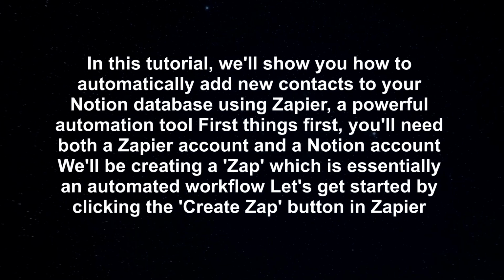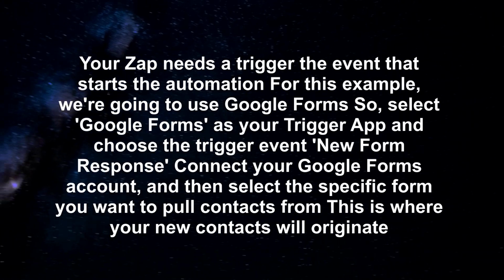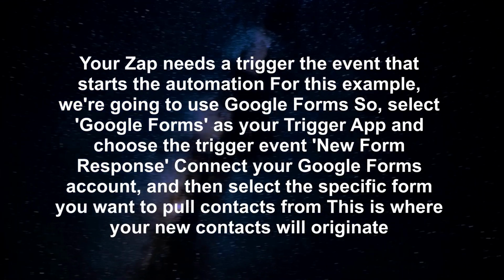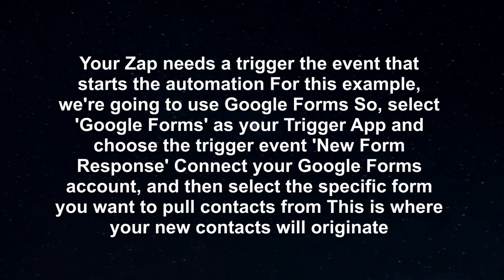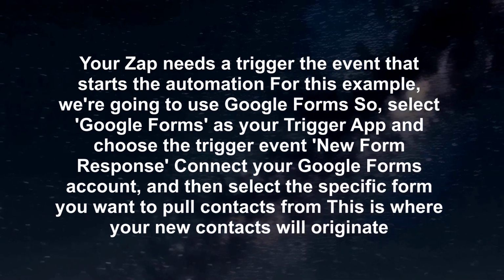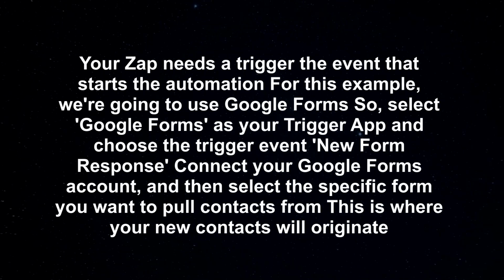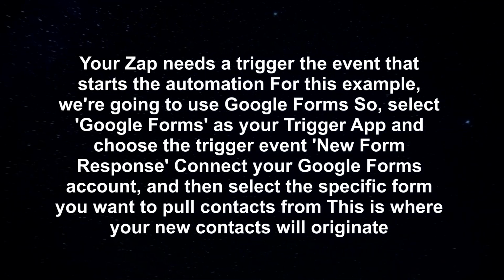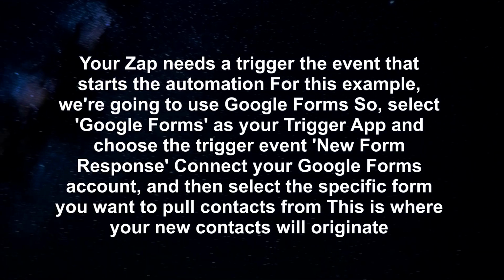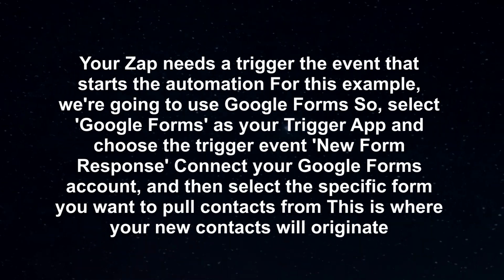Let's get started by clicking the Create Zap button in Zapier. Your Zap needs a trigger, the event that starts the automation. For this example, we're going to use Google Forms, so select Google Forms as your trigger app and choose the trigger event, New Form Response. Connect your Google Forms account, and then select the specific form you want to pull contacts from. This is where your new contacts will originate.